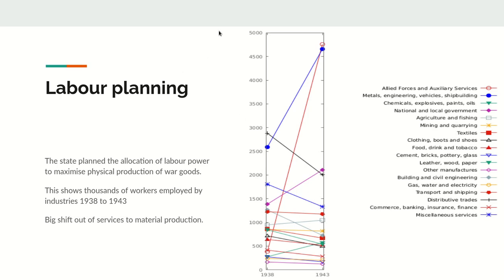If you look at the first column here, it shows the number of thousands of workers in the different industry categories shown on the right in 1938. And this shows, after 4 years of planning, what the industry categorizations of the workforce had become. Now, obviously, there's a huge increase in number of people in the armed forces, which is this red line here. But there's also a huge increase in the number of people in metals, engineering, vehicles and shipbuilding, key productive industries. There is also an increase in this purple one, which is national and local government, because of increasing state direction of activities.